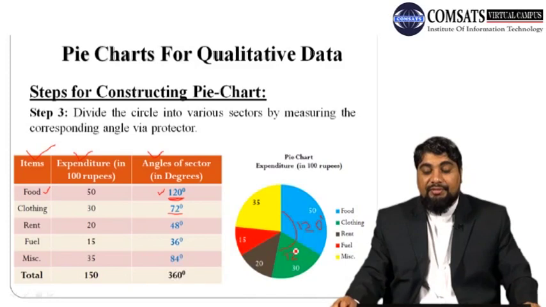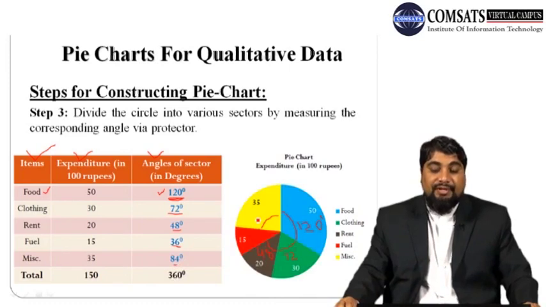72 degree, and next we have 48 degree. So start from this and construct this angle, which is of 48 degree, and next 36 degrees. Start from this and measure this angle. This is of 36 degree, and then 84 degree. So this angle is of 84 degree, and sum of these angles is 360. So 360 is the total angle of circle.